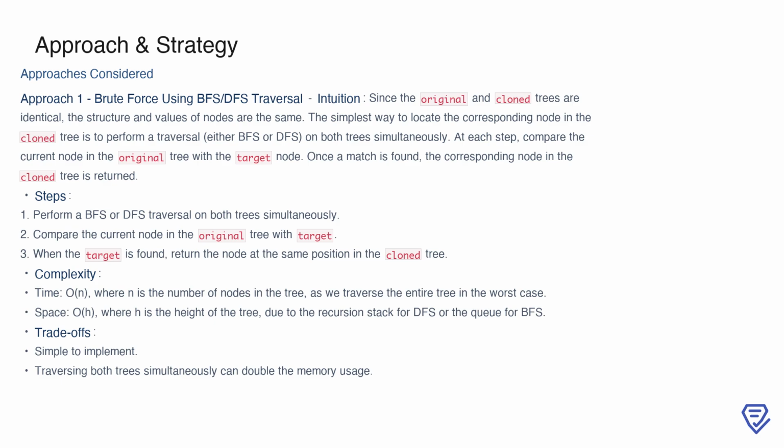This method is simple to implement, but it has some trade-offs. While the time complexity is O(n), as we may traverse the entire tree in the worst case, the space complexity is O(h), where h is the height of the tree. This is because the recursion stack or queue used for traversal needs to store nodes from both trees simultaneously, potentially doubling memory usage. While intuitive, this approach may not be the most efficient option due to these trade-offs.